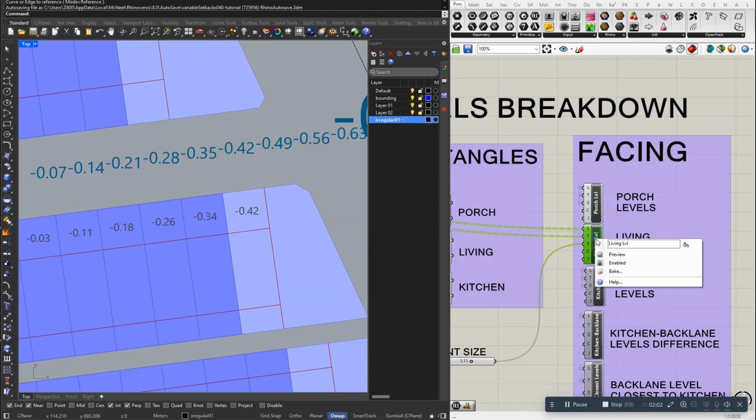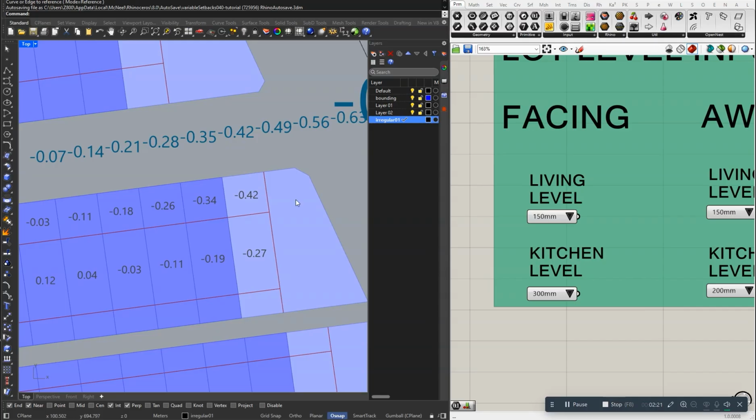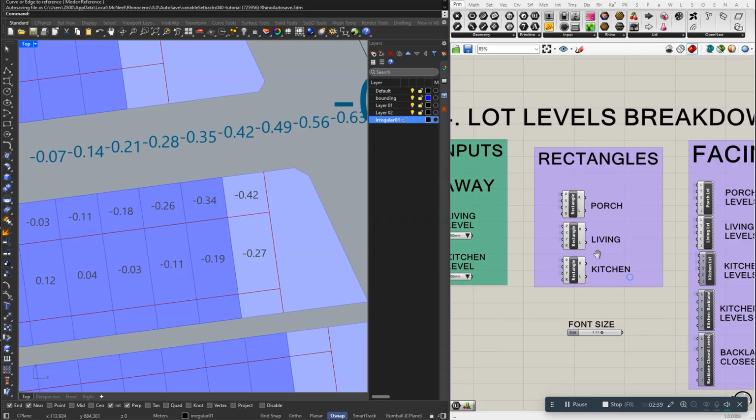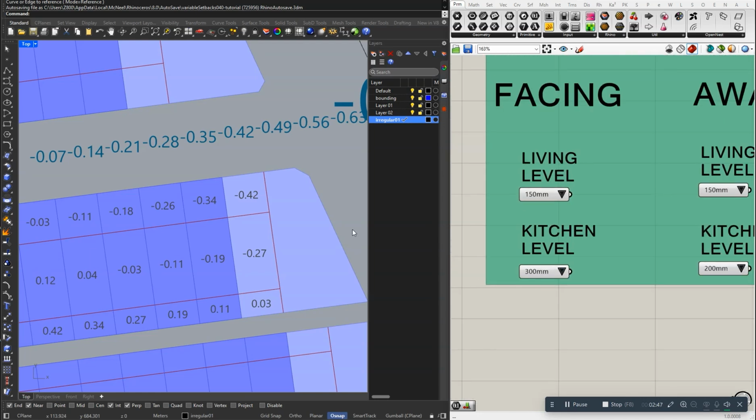Next is the living room levels. Now, the living room level is a value added to porch level, and the input is here. So porch level added by 150 mm equals negative 0.27. Negative 0.42 plus 150 mm equals negative 0.27. Next is the kitchen level. Kitchen level is also an input added to the level of the living. So negative 0.27 plus 300 mm equals 0.03.